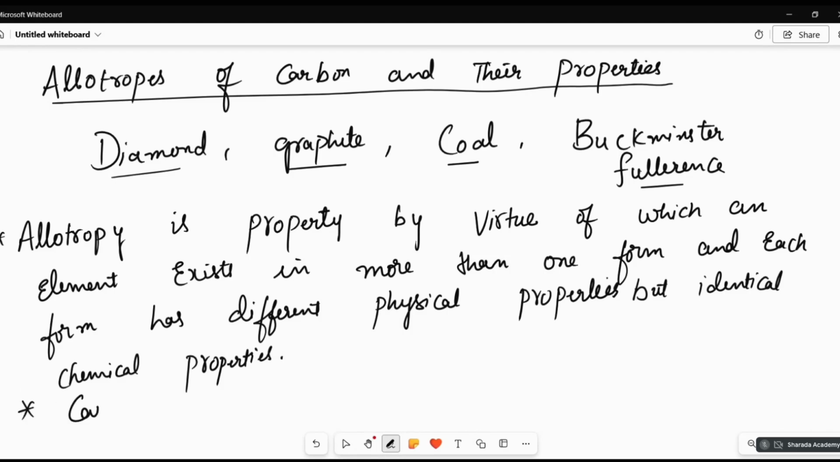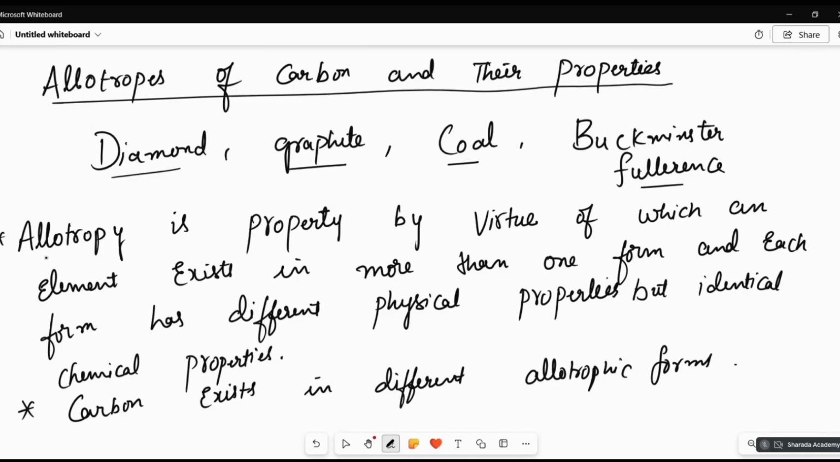Write down: carbon exists in different allotropic forms. See here, again I repeat, allotropy means they are the same elements or compounds, but their arrangements will be in different forms, so they will have different physical properties but the same chemical properties. Why do they have the same chemical properties? Because they contain the same thing.